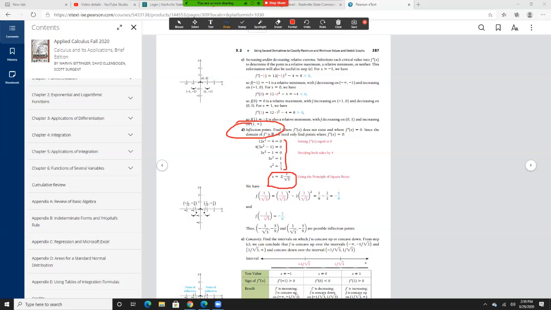And we know from experience from our previous points on the graph that these are inflection points because it's concave up and then concave down, and then concave up. So our inflection points are located here and here.